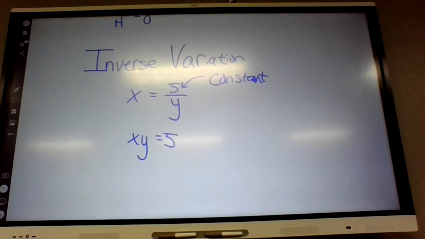So I'll write over here. For direct, it could look like a equals k times b, where k is the constant, or it could look like a over b equals k. k is the number. Inverse could look like a equals k over b, or it could look like ab equals k.